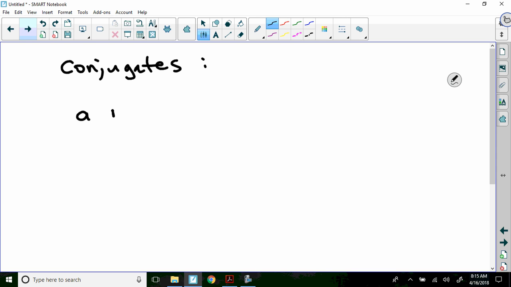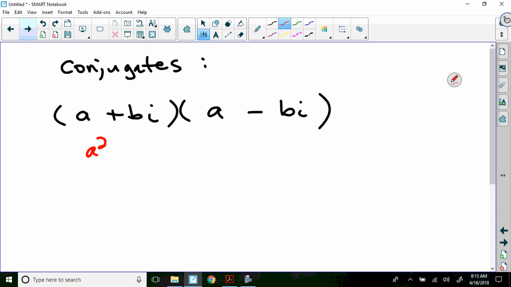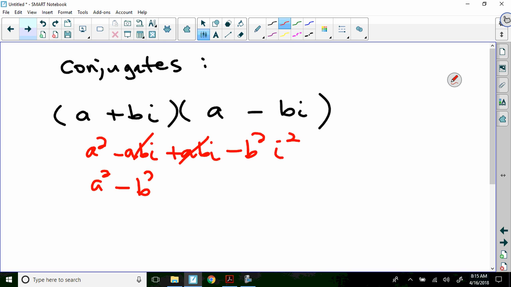We said, if you take a plus bi, that's a complex number, right? And you multiply it by its conjugate. Anybody remember what its conjugate's going to look like? A minus bi. Good. And so we could do some magical mathematical stuff. That's actually just the FOIL method. We could FOIL that out, and we'd get a squared minus abi plus abi minus b squared i squared. And abi and negative abi cancel, right? And does anybody remember what i squared really is? It's -1. So this ends up being a squared plus b squared.